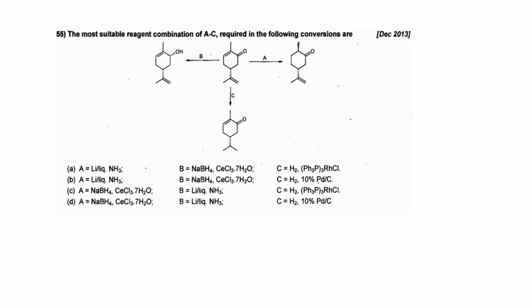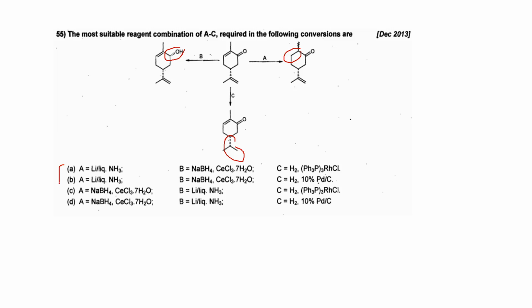Next is this. What will be the most suitable combination from A to C for getting this product? In case of A, what is happening? Only the alpha beta unsaturated double bond gets reduced. In case of B, this carbonyl gets reduced. Whereas in case of C, this external double bond gets reduced. So for A to reduce the alpha beta unsaturated double bond, what will we use? For the alpha beta unsaturated double bond specifically, we usually use Birch reduction.